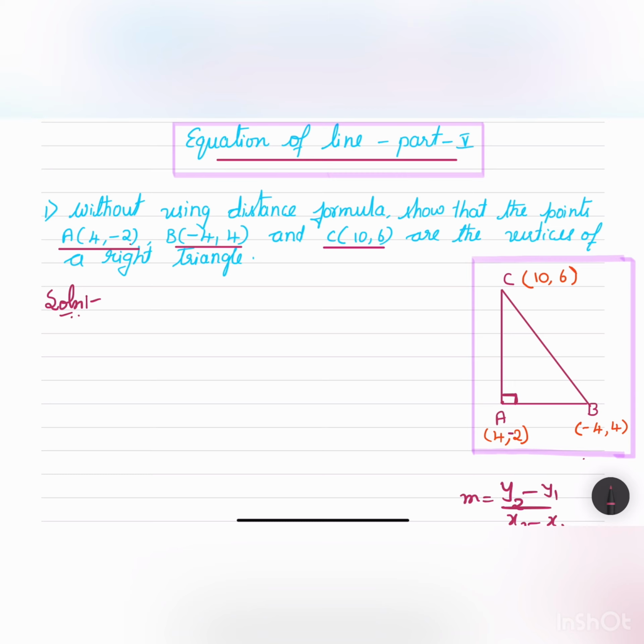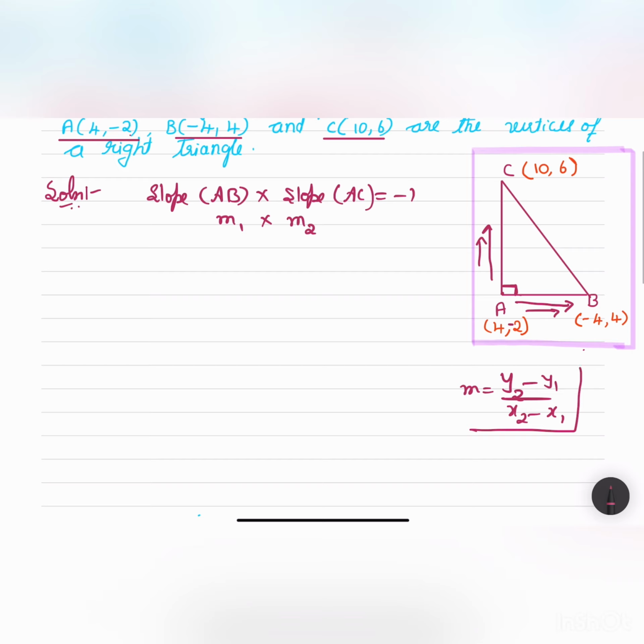So A is (4, -2) and I have taken AB and then AC this side, AB horizontal and AC vertical. Now when we say that it is a right angle triangle, then we have to show that the slope of AB into slope of AC is equal to -1. So let us take slope of AB as m1 and slope of AC as m2. And we are using the same formula, that is slope is equal to (y2 - y1) by (x2 - x1).